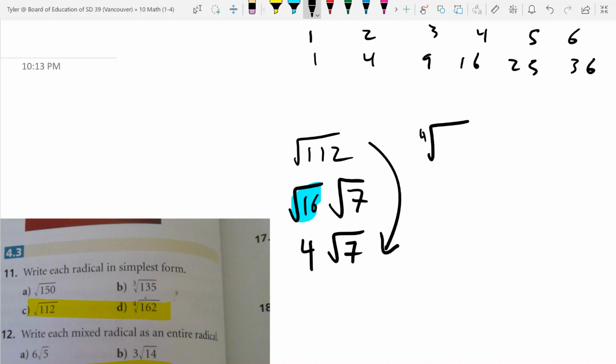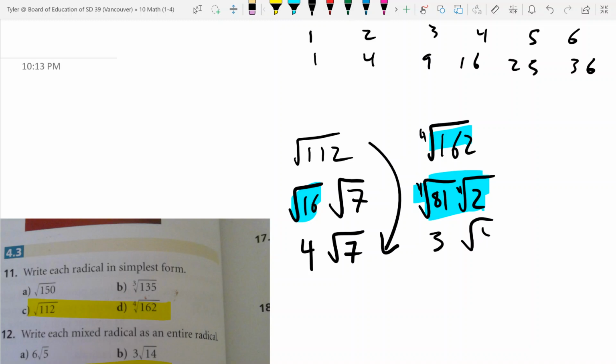When it's fourth root, it works the exact same way. We just need to write it as a different number. So I'm pretty sure 3 to the fourth is 81. Yeah. So the idea is that 81 times 2 gives us 162. So these two multiplied together gives us the fourth root of 162. But we can simplify this to turn it into 3, and that would be our final answer: 3 times the fourth root of 2.